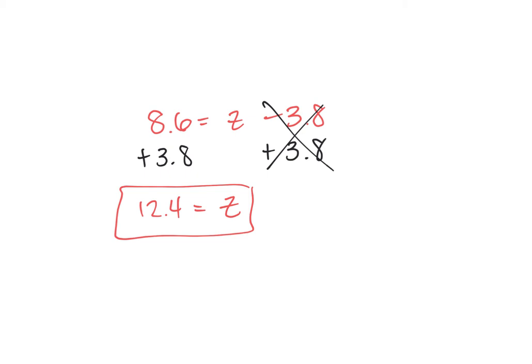Thank you. If I were to justify this, which property of equality did I use? 12.4 equals z. What property of equality did I use, Javonsky? Addition property of equality. Why? Very good. Since it was subtraction to begin with next to that z, since we added, we used the addition property of equality. Whatever you did to both sides, Sophia, that's the property of equality that you're using, okay?